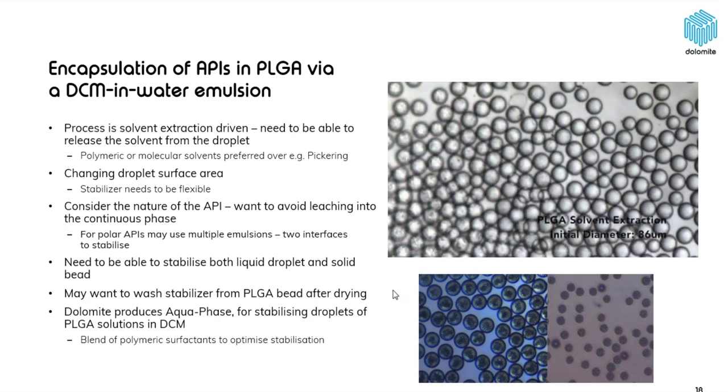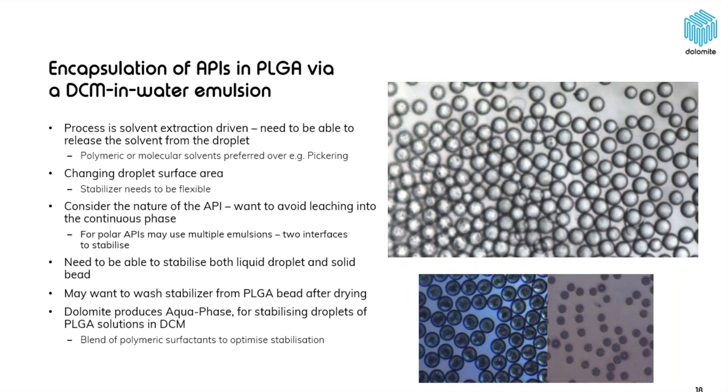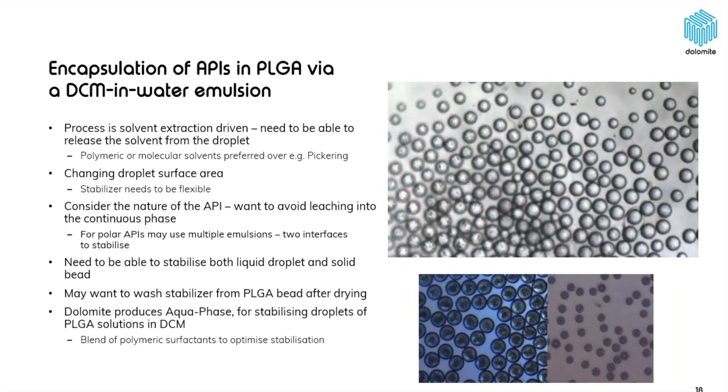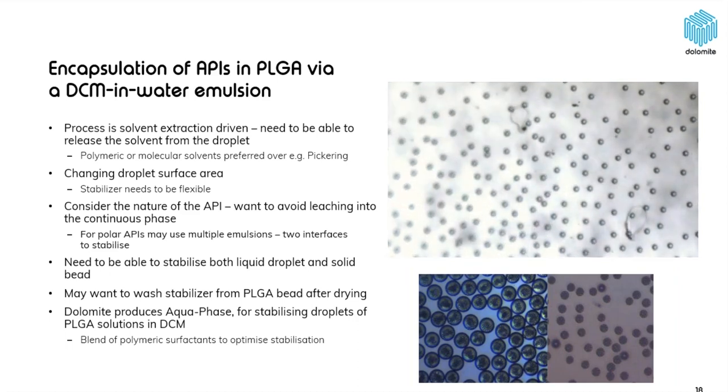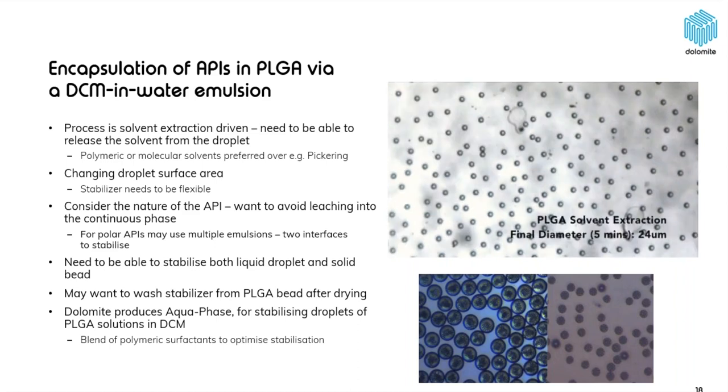It's also important to consider the nature of the API itself, because you want to avoid the API leaching into the continuous phase. So for instance, if you have an API that has some polar properties or hydrophilic properties, you might find that it leaches out into the aqueous phase as the droplets are drying. And so one approach to prevent this might be to use multiple emulsions or double emulsion, in which case it's worth factoring in that you have two interfaces that need stabilizing. You have first the water in oil interface and then the oil and water interface.